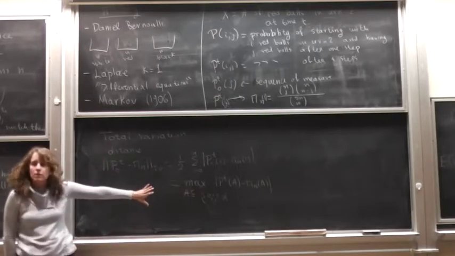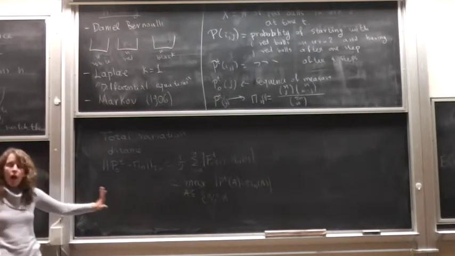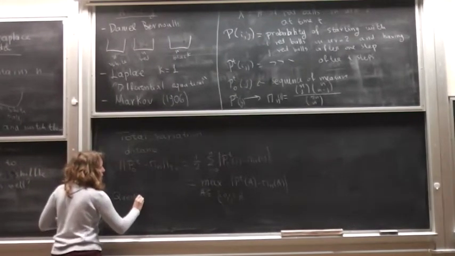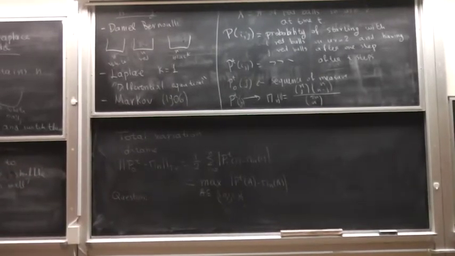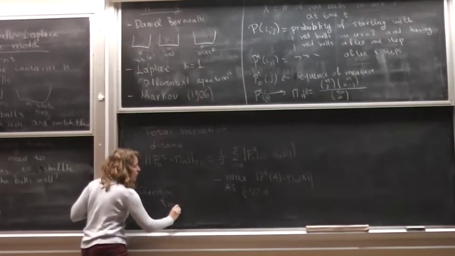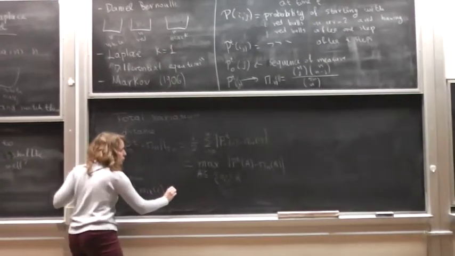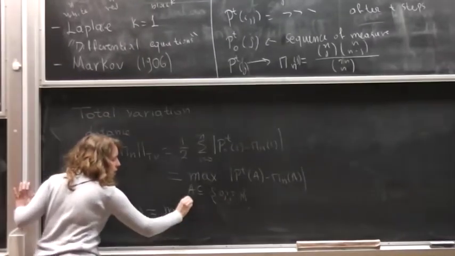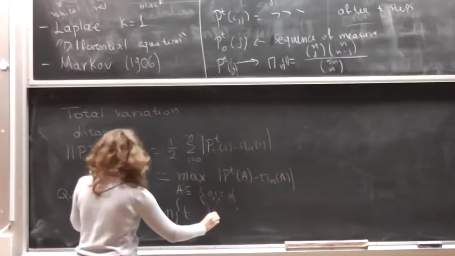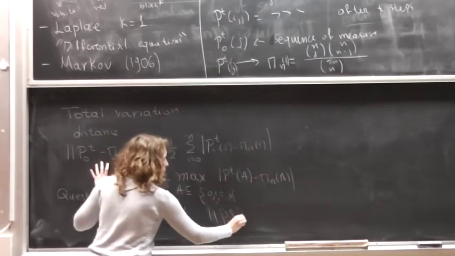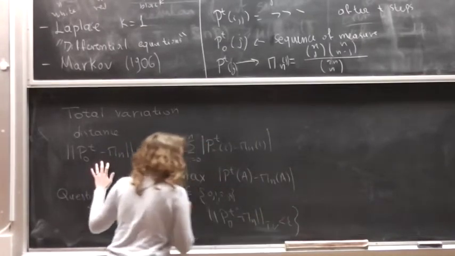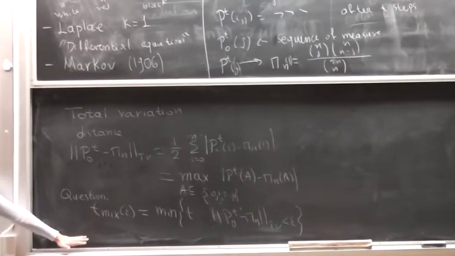So we will be using these definitions now to prove some things. The question is, the mathematical formulation of how many times do I need to do this is, if you give me epsilon, I want to find the mixing time, which is, let's say, the minimum t such that this thing becomes less than epsilon. So this is what I'm trying to find out.